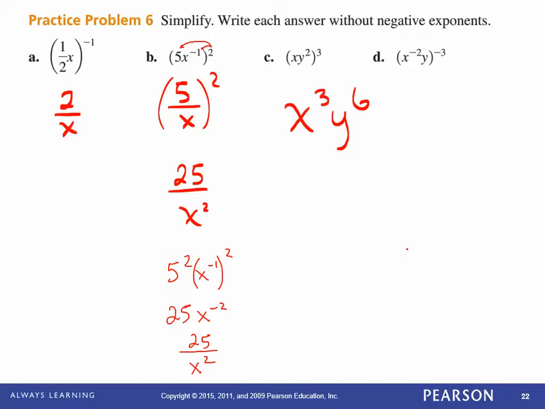All right, this one, hopefully finished off already here. Are we good there with that one? I distributed the negative 3 to the negative 2, so multiplied to give me a positive 6. That gives me a negative 3, so y still has to go down to the bottom. Final answer, x to the 6th, y to the 3.